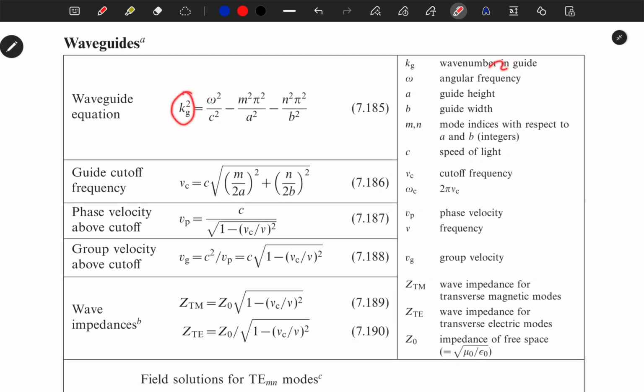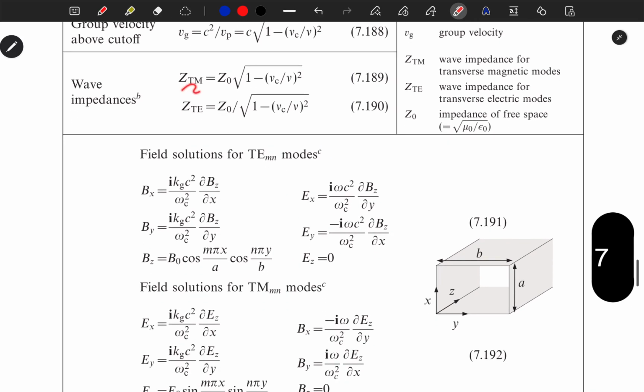kg equal to wave number in the guide, equal to omega square by c square minus m square pi square by a square minus n square pi square by b square. Guide cutoff frequency: omega c equal to c times square root of m by 2a whole square plus n by 2b whole square. Phase velocity above cutoff, vp equal to c by square root of 1 minus nu c by nu whole square. Group velocity above cutoff, vg equal to c square by vp. Wave impedance ztm equal to z0 times square root of 1 minus nu c by nu whole square.